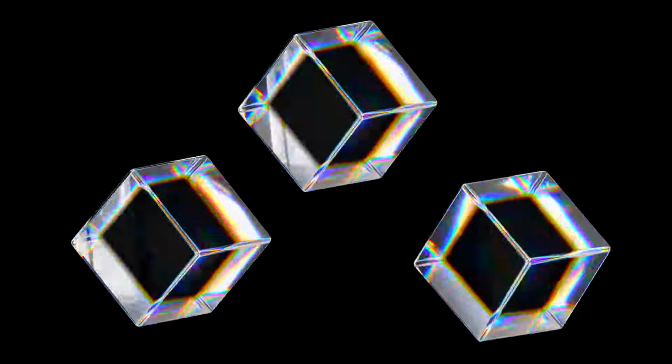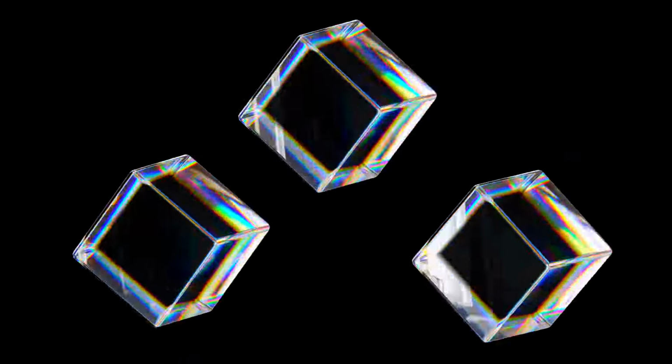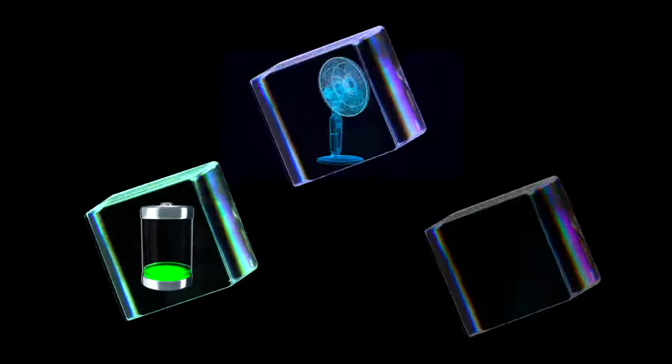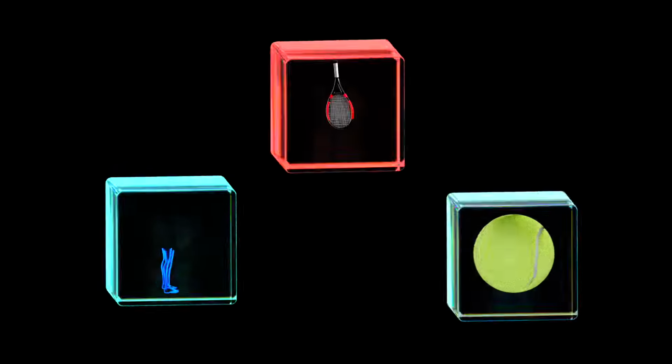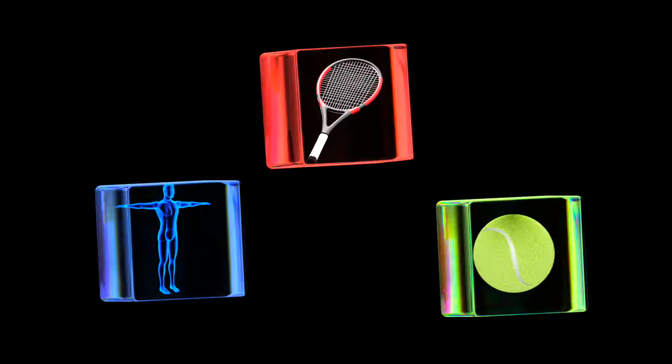In physics, when we refer to a group of objects or a specific object, we call it a system. Essentially, a system is just a collection of matter. This could be a battery and a fan, the sun and solar panels, or a human, a tennis racket and a tennis ball. They all interact with one another through energy transfer.